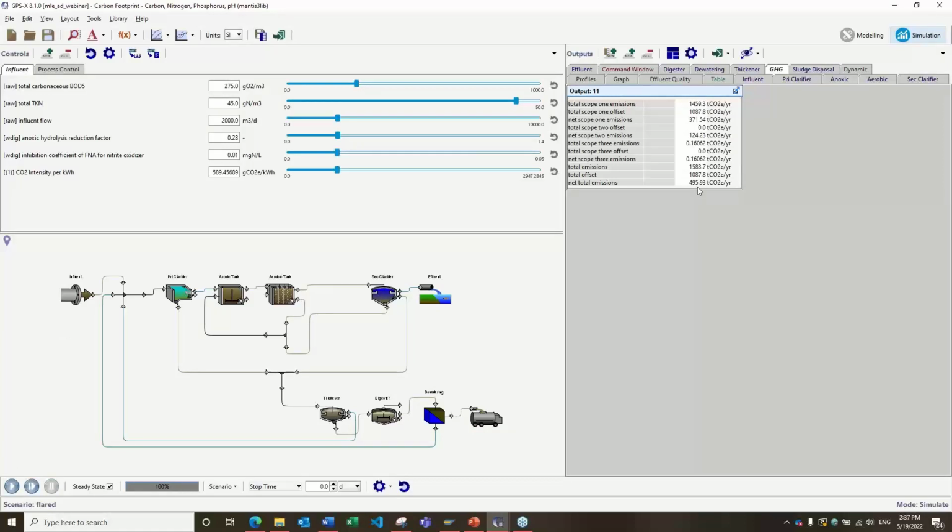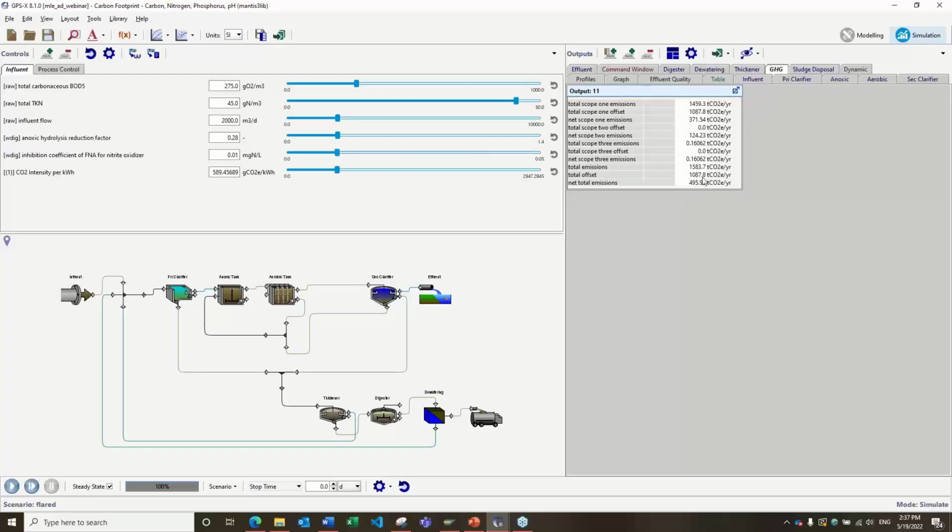So immediately you see that the methane gas that we were releasing, that was contributing around 700 tons of CO2 emission, has now been reduced to 495 here. So this means it has a huge impact just to produce methane gas and flare it rather than just letting it go into the atmosphere.